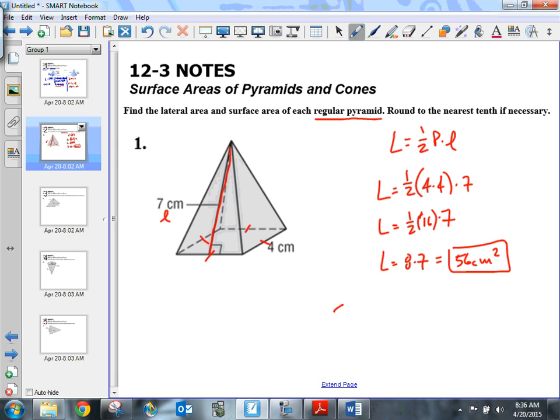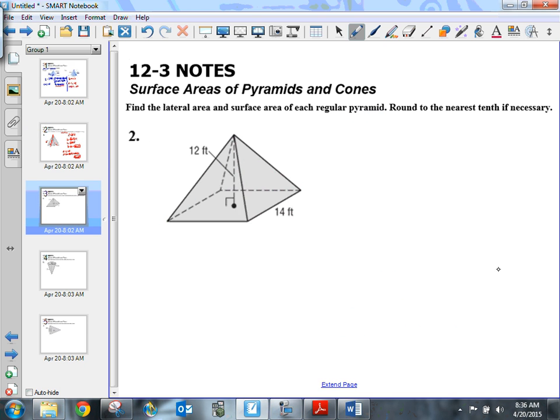Now for my surface area, I want to use my lateral area. Surface area is the lateral area plus the area of one of the bases, because I just have one of them. And so my surface area is equal to 56. And then because this is a 4x4 square, I'm going to add 4 times 4. Okay, and so I end up getting 56 plus 16, which ends up giving me 72 centimeters squared. Okay, so that's what I got for that.